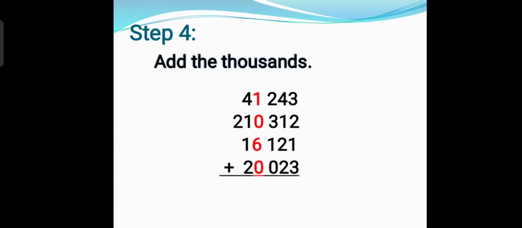Step 4, add the thousands. Look at what are the digits in the thousands place. It has been highlighted. We have 1, 0, 6, and 0. Adding all the digits in the thousands place, we have 1 plus 0 equals 1. 1 plus 6 equals 7. 7 plus 0 equals 7. We write it under the digits again.